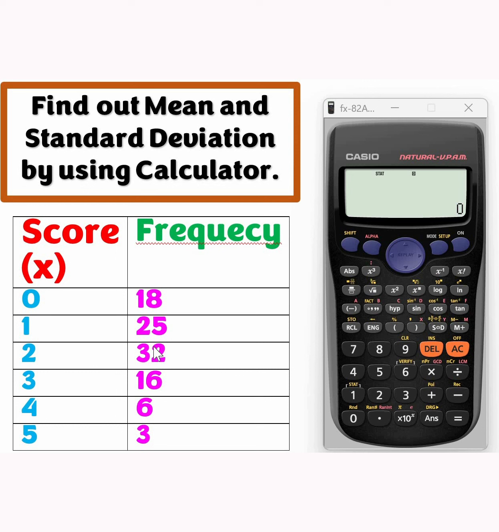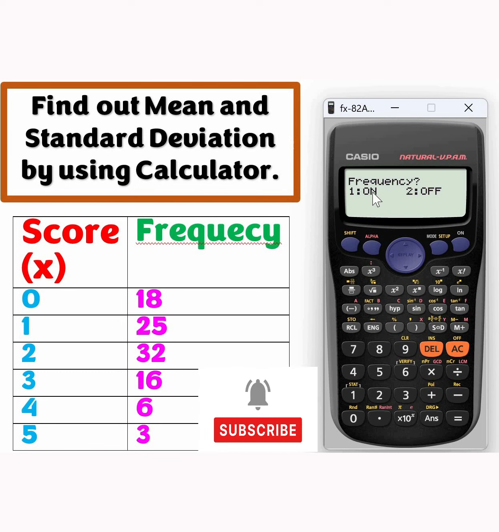Before you start using your calculator, I want you to just press Shift and Mode, and then press the down arrow and number 3, Stat. That's what you have to go to. So I'm going to press number 3. And then here you can see the option frequency on and off. I want my frequency on, so I'll press number 1. Now my frequency is on, so I am okay to start.